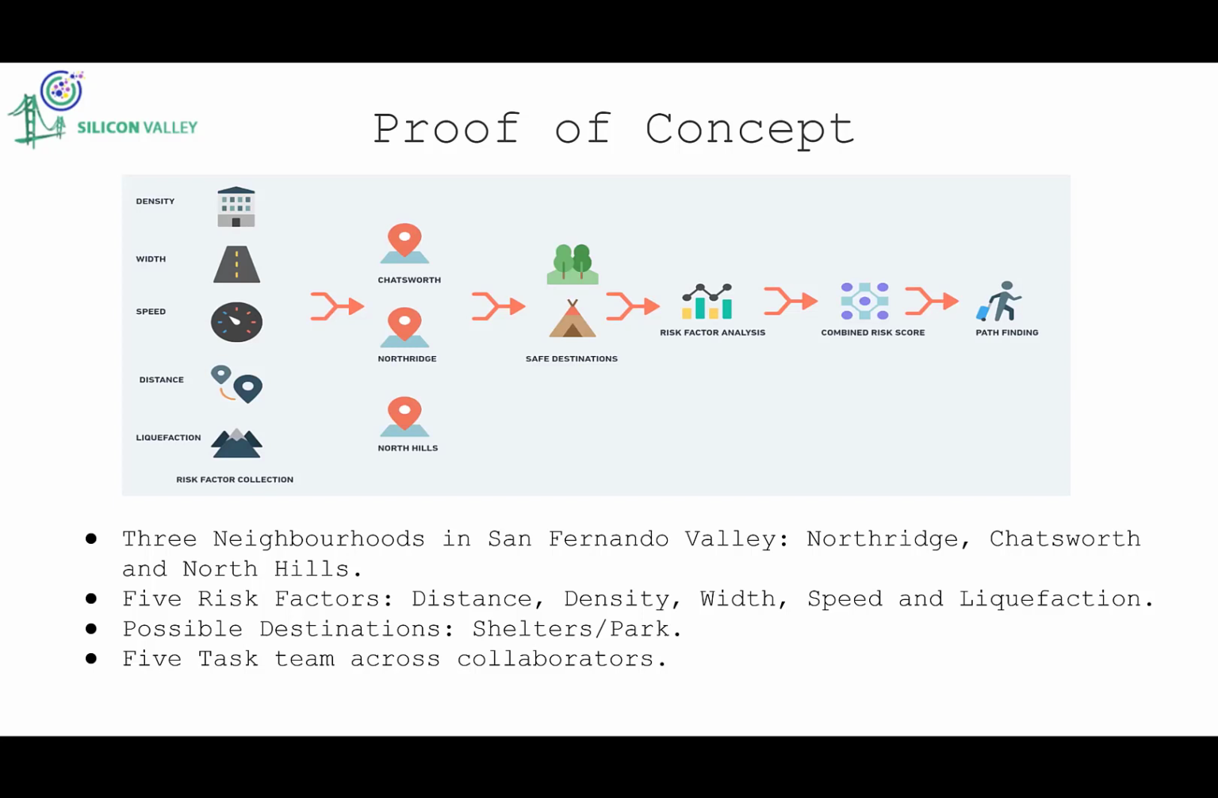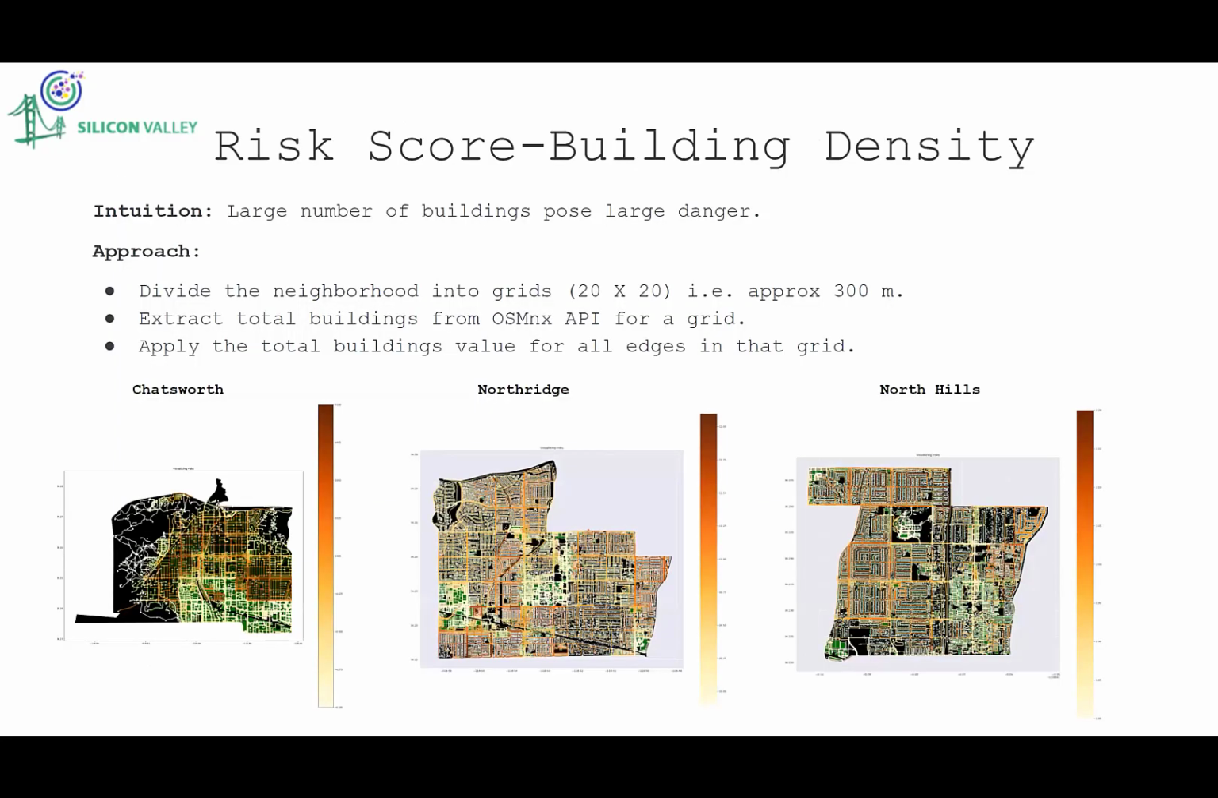We had a 5-task team across collaborators, and this information was assembled. We did some risk factor analysis, combined the risk score, and then that was fed into the downstream pathfinding algorithm. So we will take you through all the different risk scores that were considered as part of this project. Like we said, we have 5 different risk factors.